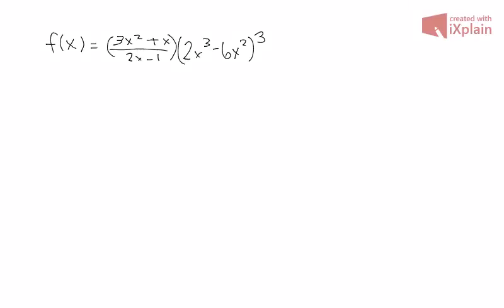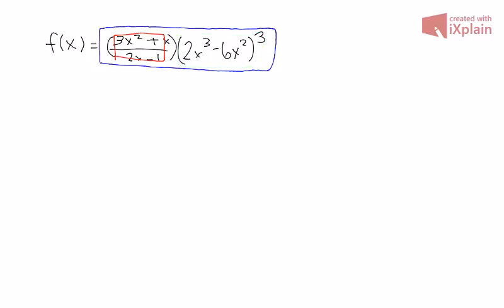Okay, I have a function here that I want to take the derivative of. And to do that, I'm going to have to apply a couple different rules. So the first one that I see is going to be a product rule, which is shown here that I'm boxing in blue. And then here I see a quotient rule that I'm boxing in red. And then I also see a power rule, which I'm boxing in green.